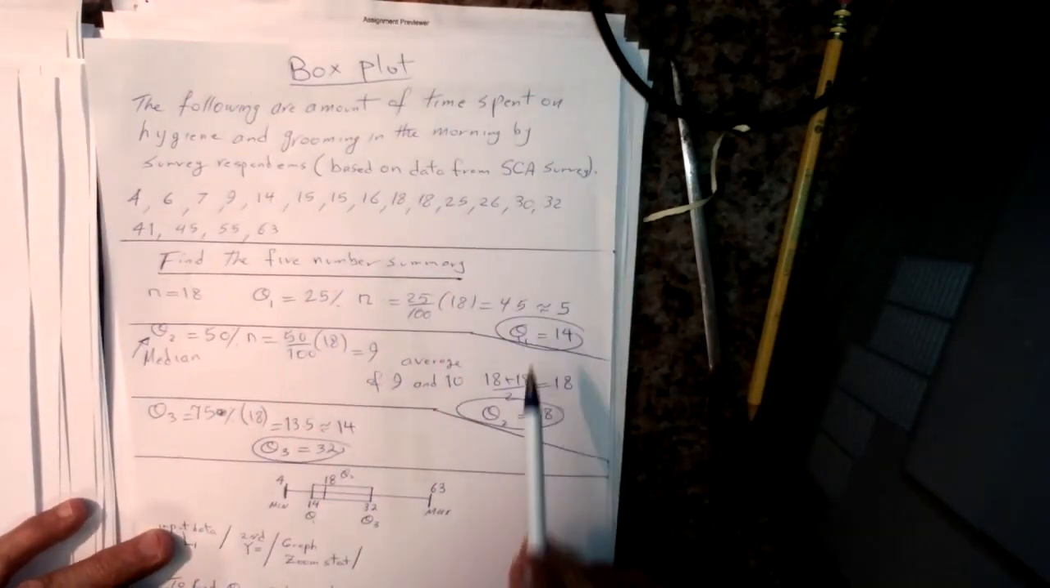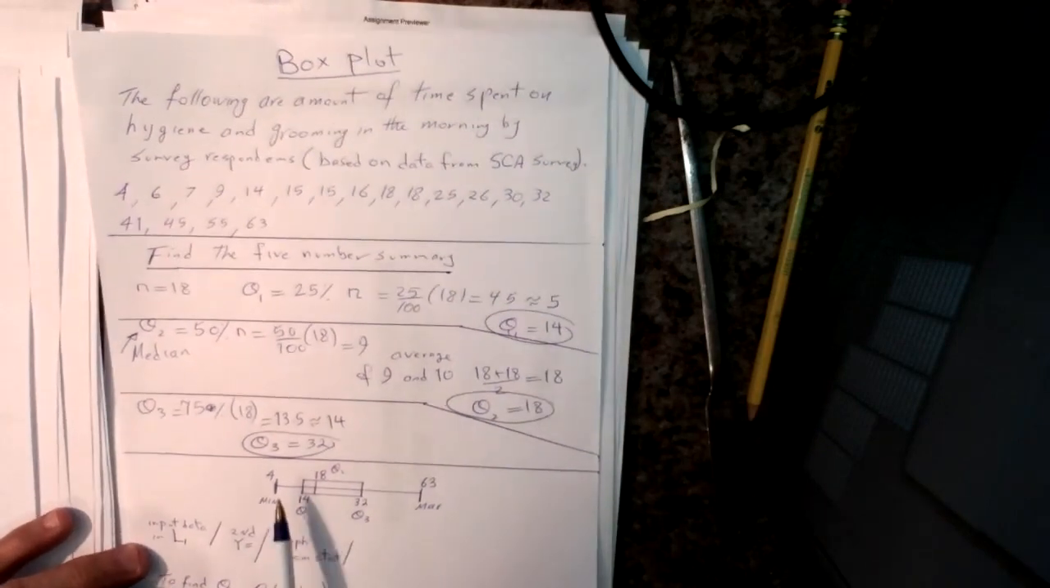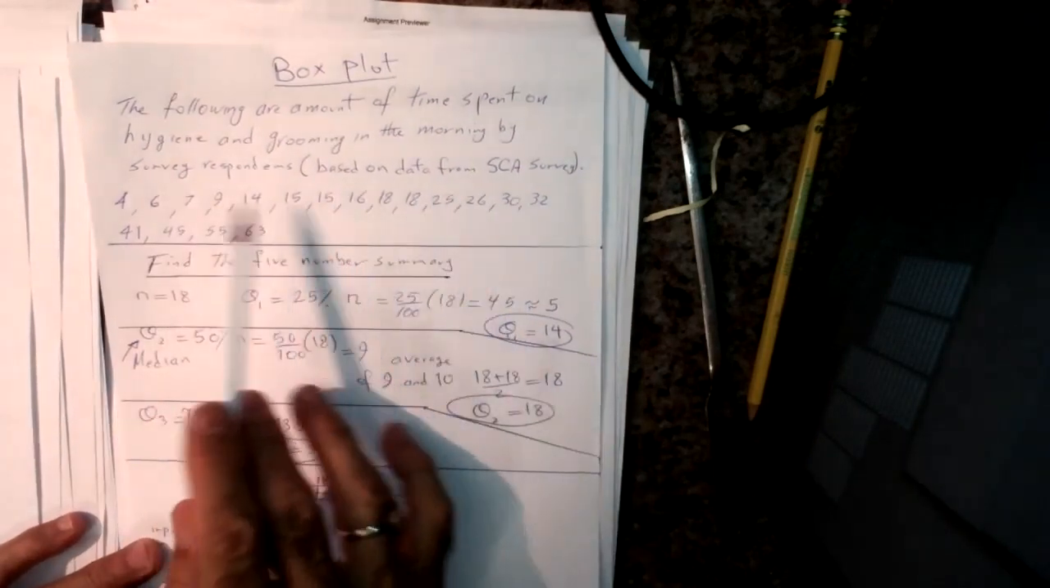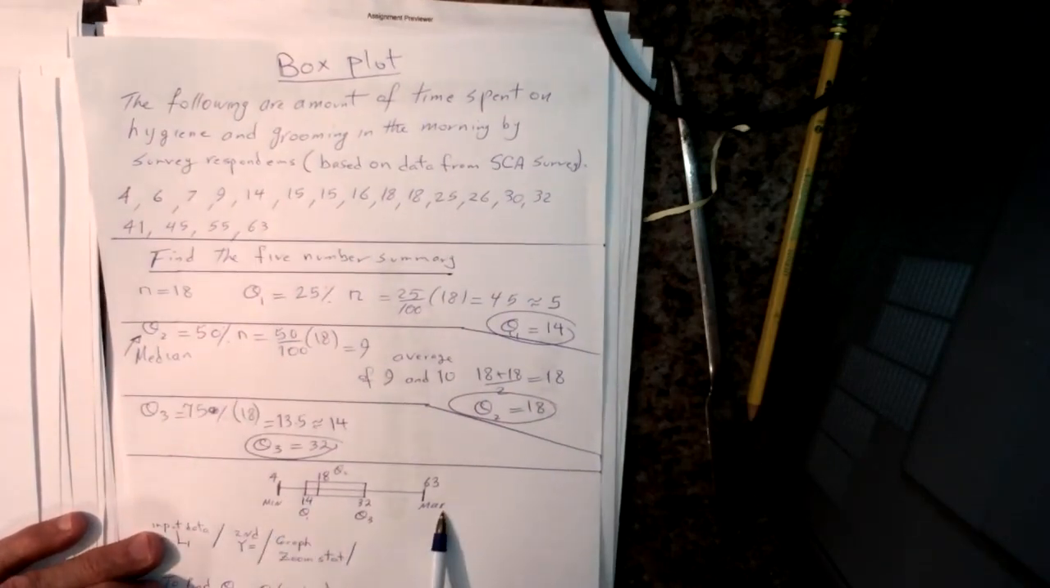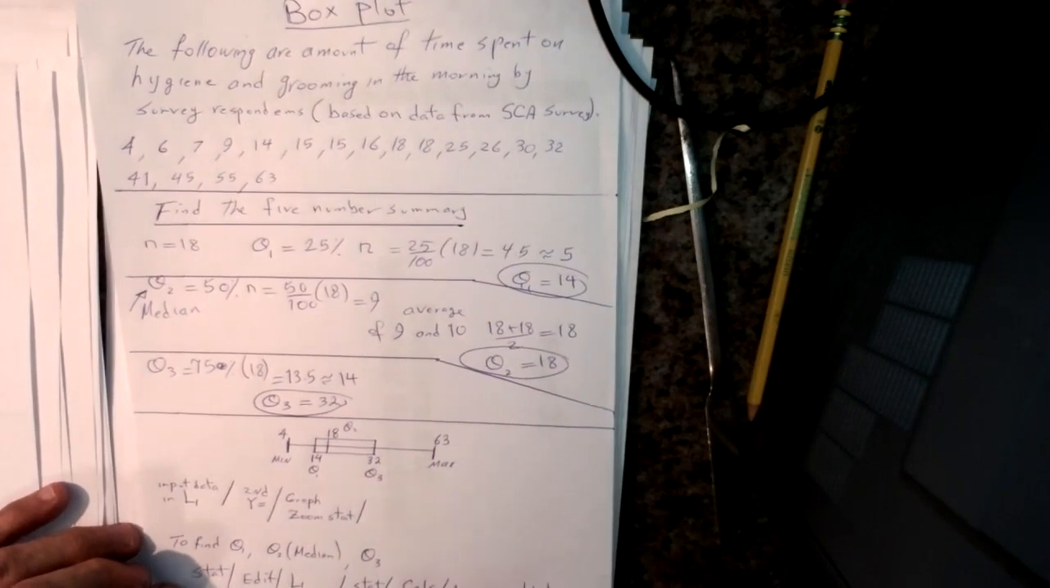So this is Q1, Q2, Q3. What number is the minimum? Since I have everything in order, it is 4, and the maximum is 63. So you put 4, 63, Q1, Q2, Q3.